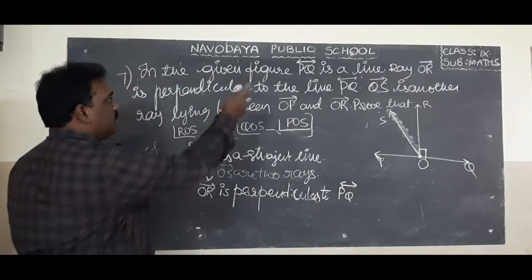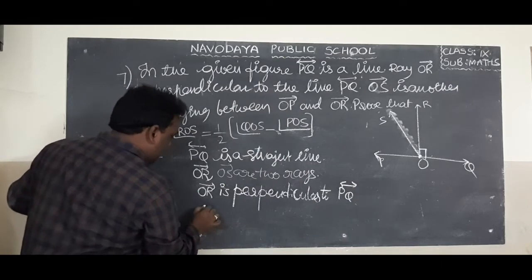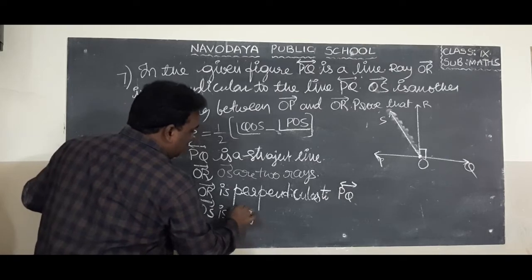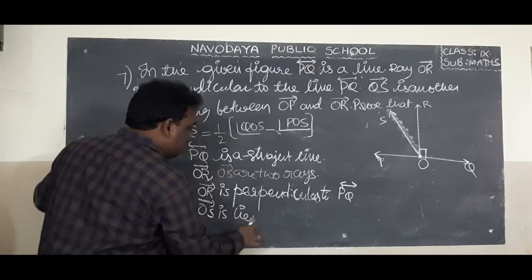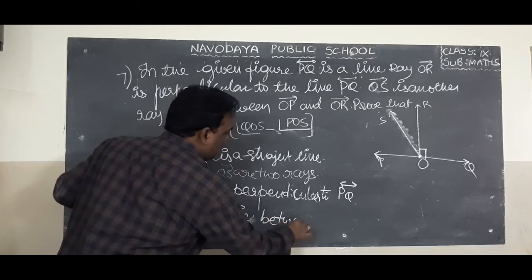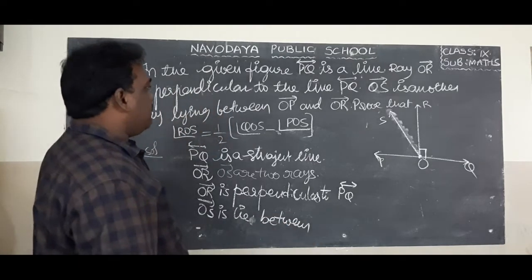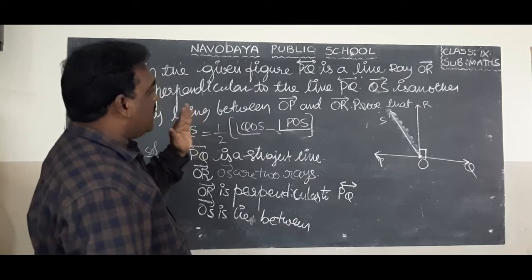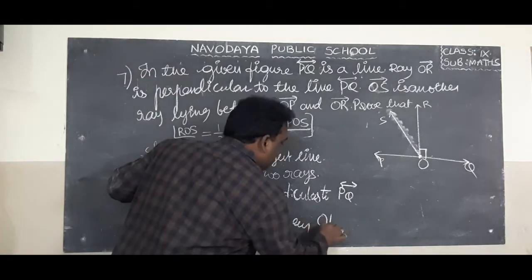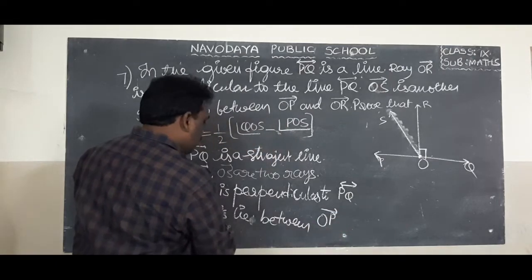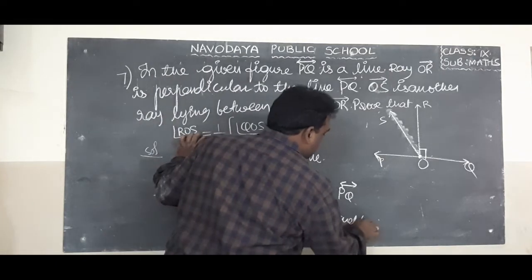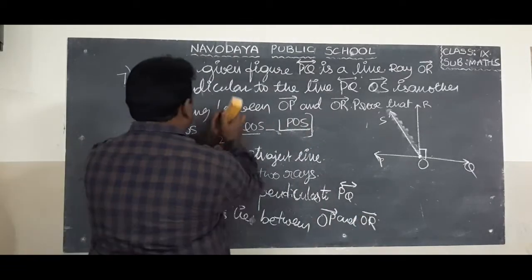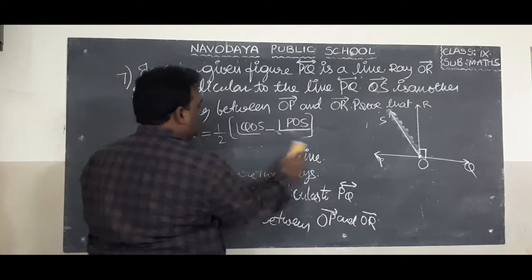Then one more. What is that? OS is a ray lying between OP and OR. Where does OS lie? OS lies between OP and OR. This is the information given. So these are the 4 points given. What we need to prove?